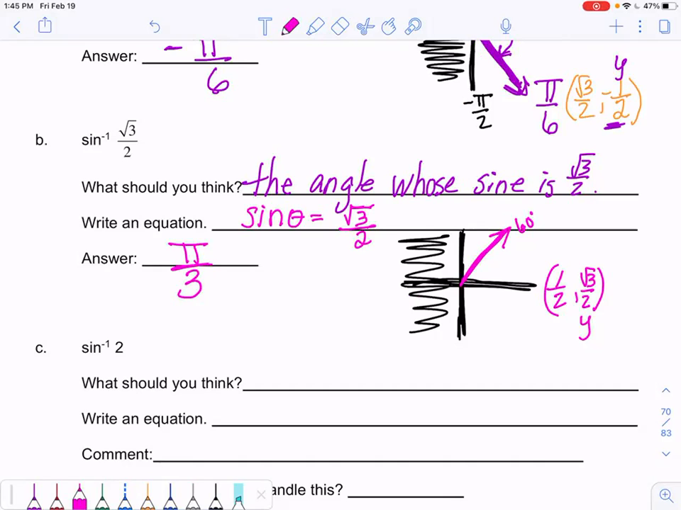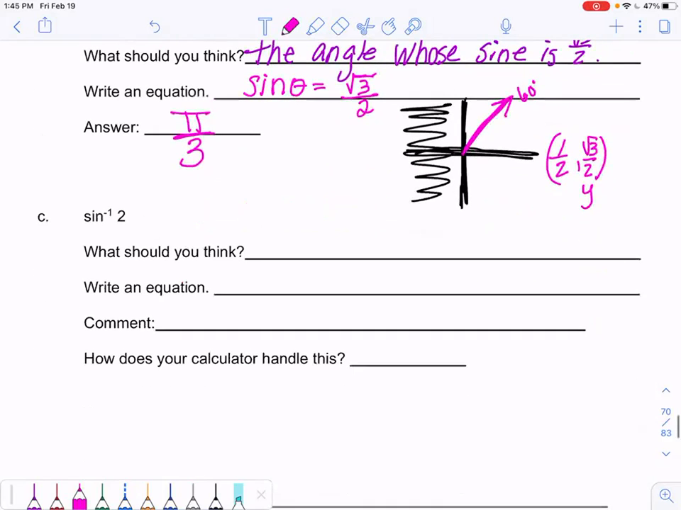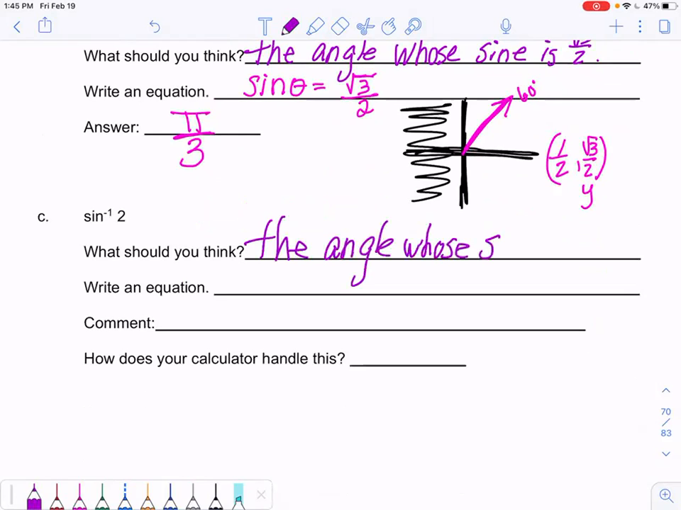All right, there's one more here. Again, the other notation, inverse sine of 2. We are really finding the angle whose sine is 2. So our equation would really look like sine theta equals 2.